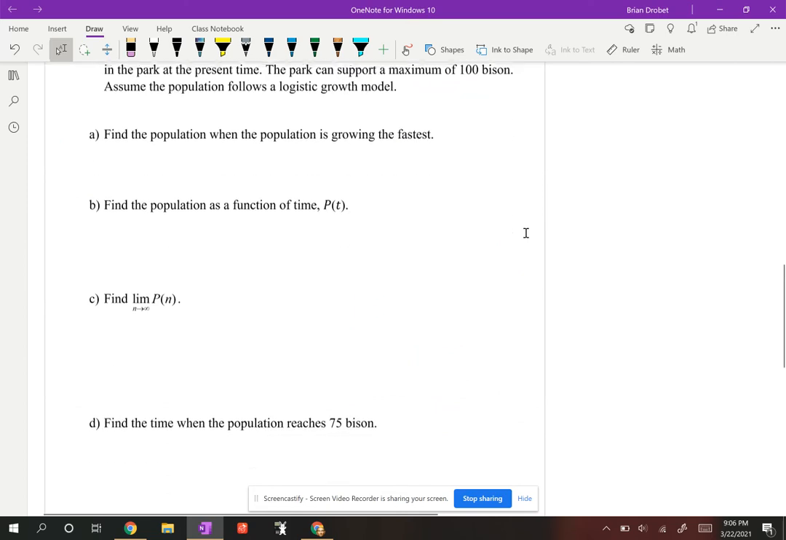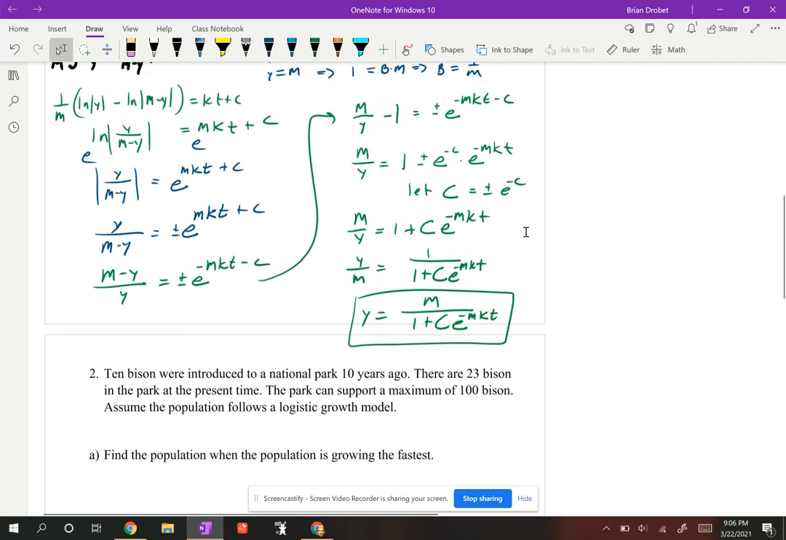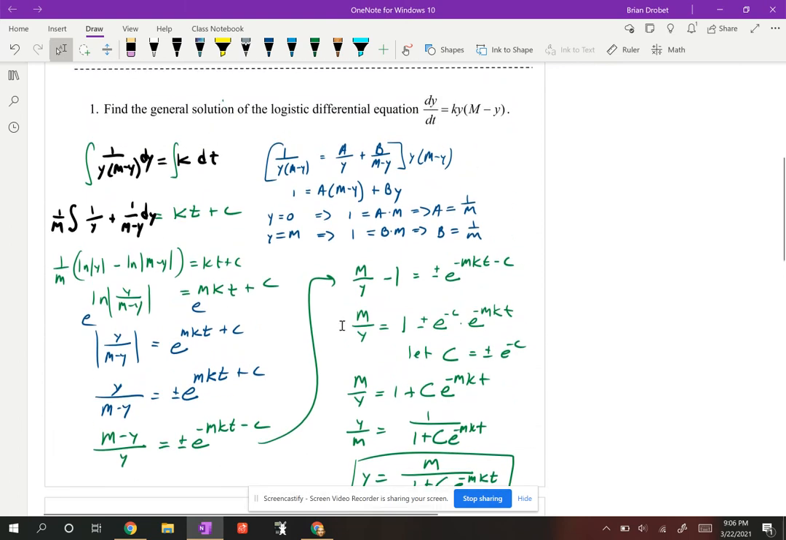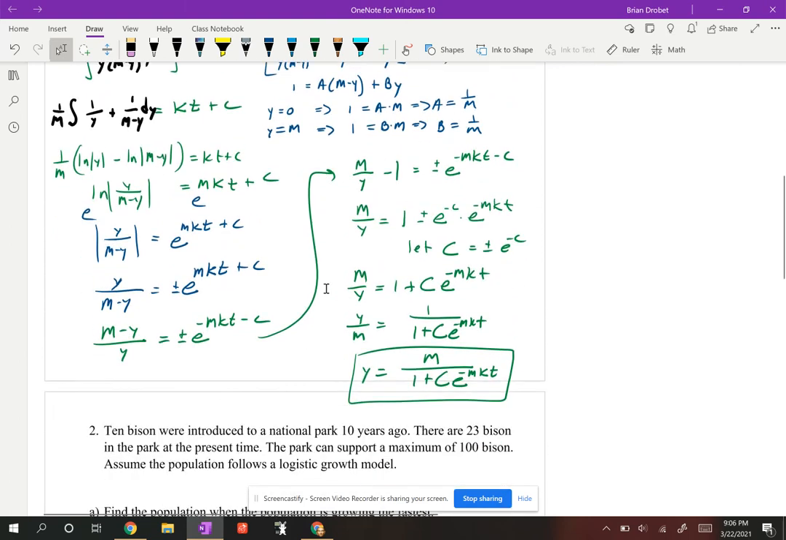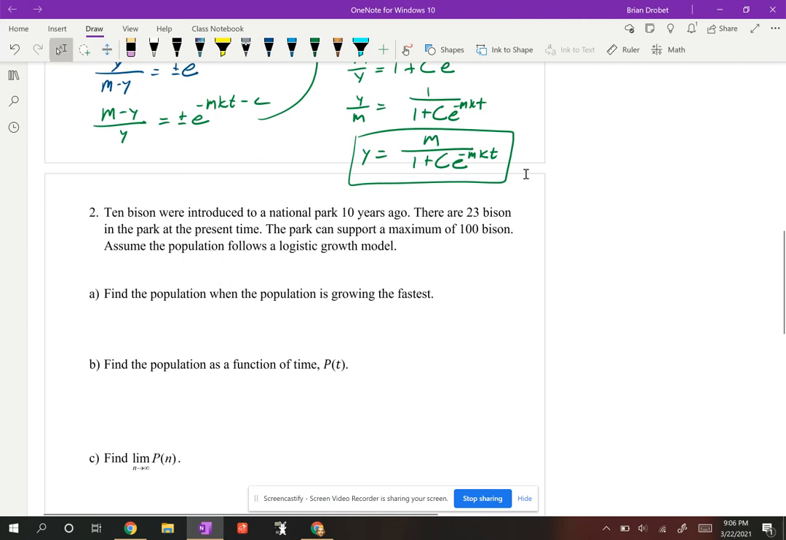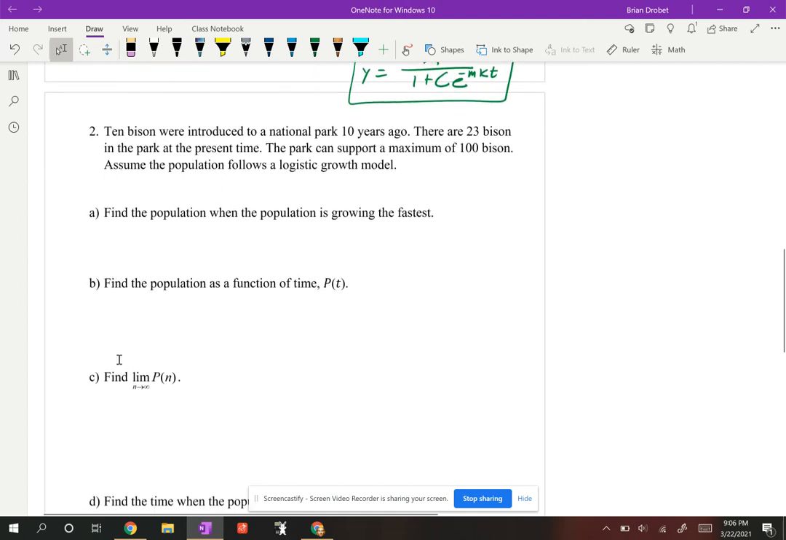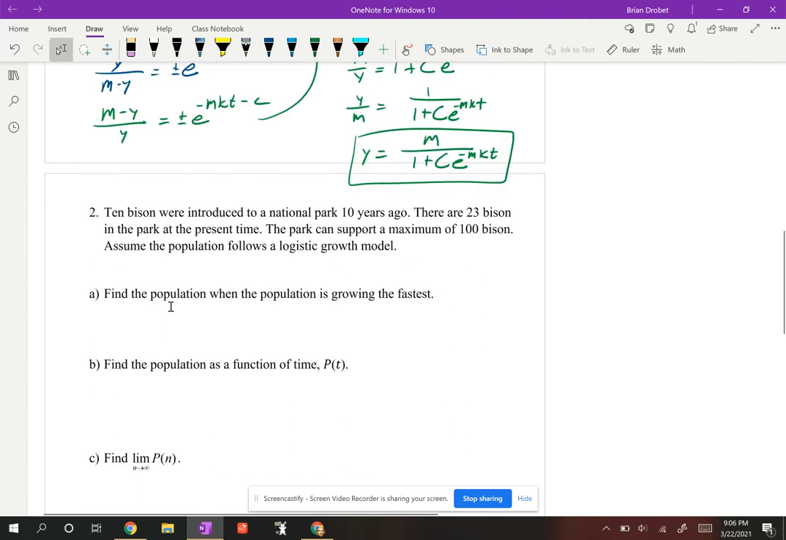All right. Now that we've solved the entirety of the logistic differential equation, the next thing I'm going to do is use that solution to go through this question here.